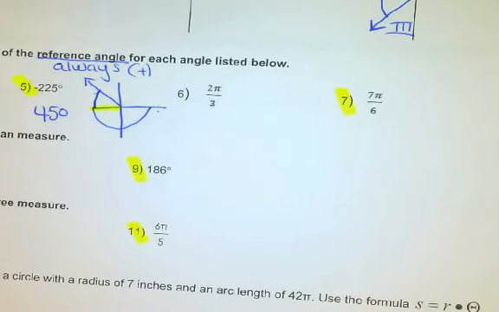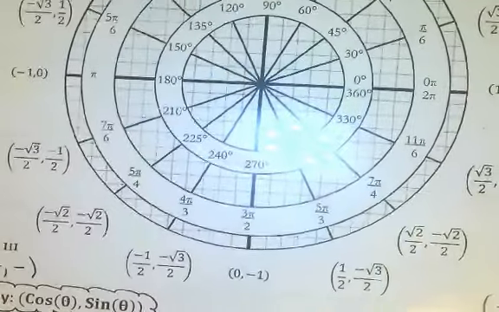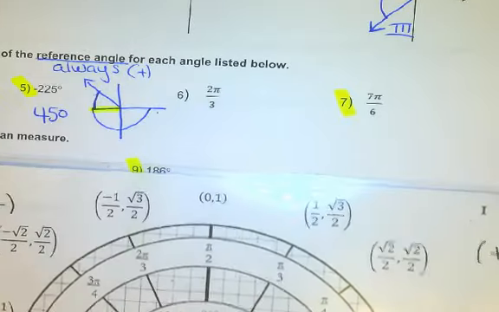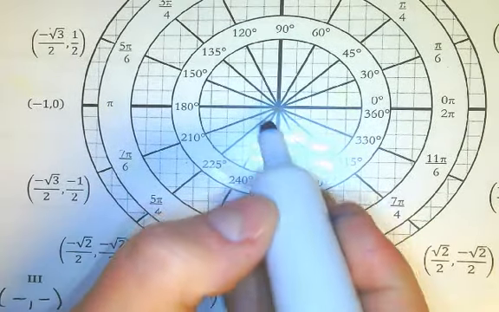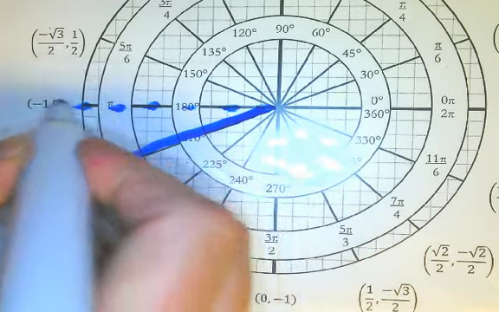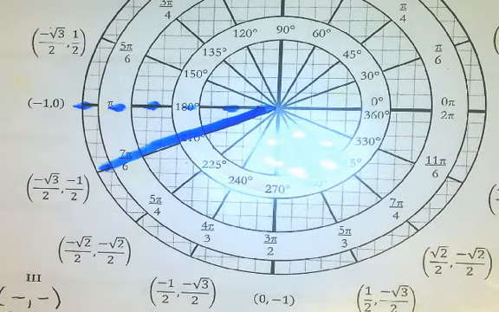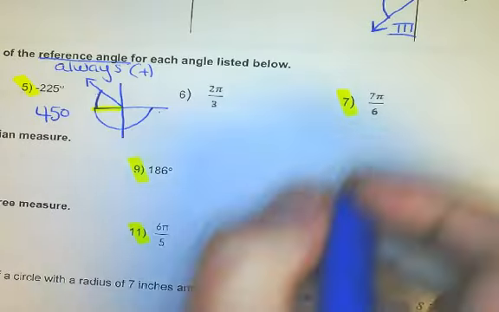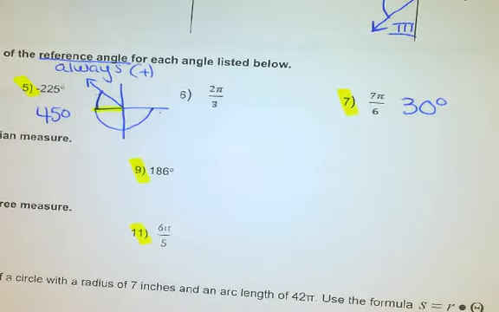All right, on number 7 here, because you have the unit circle, you can look over here. They wanted 7 pi over 6. So here's 7 pi over 6, and if you notice, that's where the angle is. How far away from that x-axis is it? Well, that's 210 and that's 180, so the difference is 30. So your reference angle here would be 30 degrees.